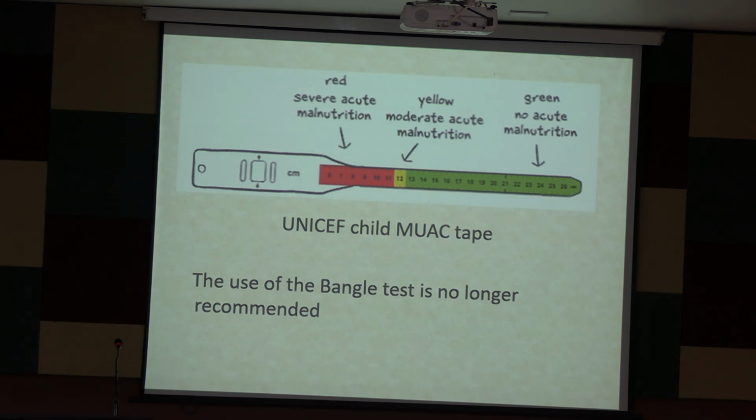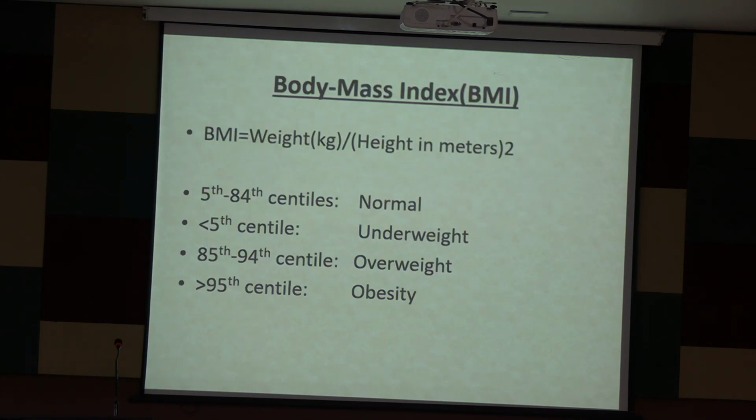The Bangle test: it is a ring whose internal diameter was 4 centimeter. That was put onto the hand, and if it crosses the elbow, that denotes the child is suffering from malnutrition. But this test is no longer recommended.